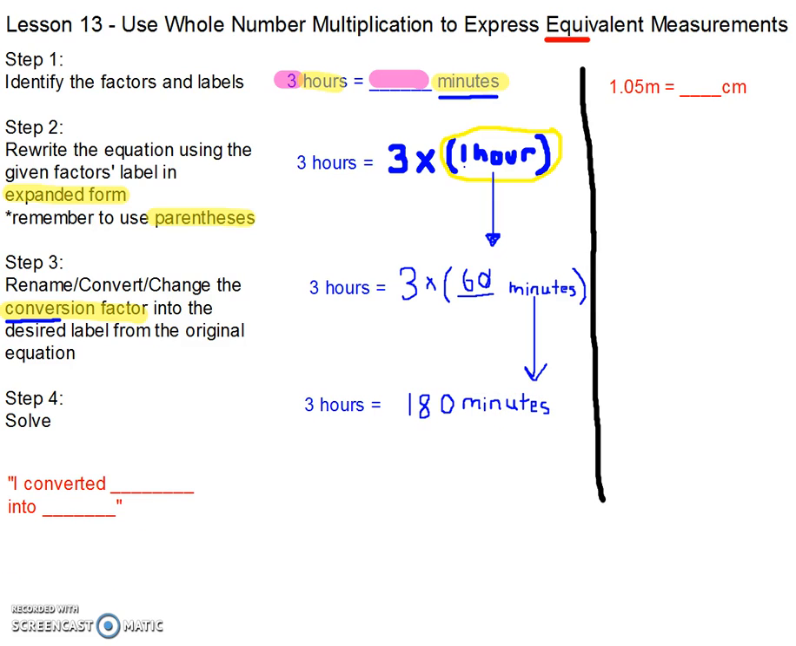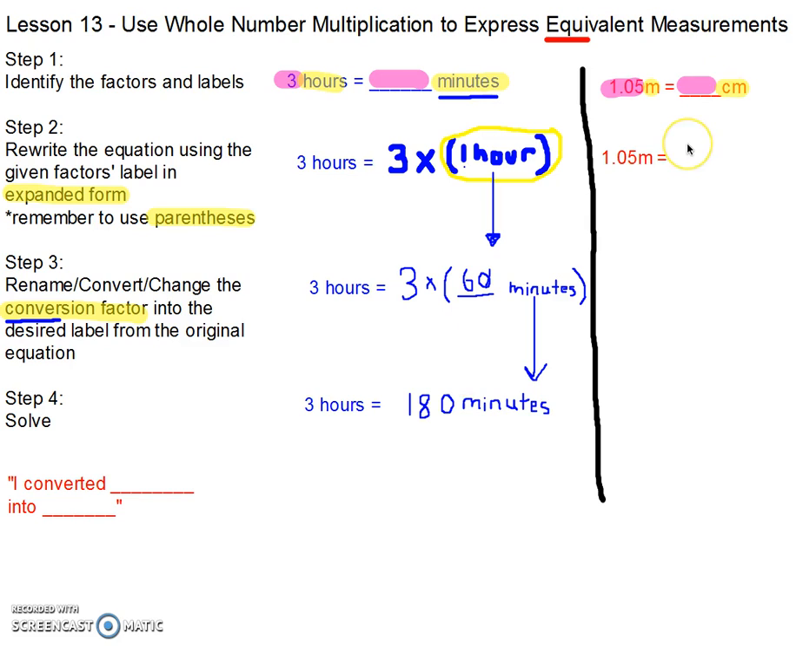Let's try another problem following the same steps. This time we're going to do 1 5/100 of a meter equals blank centimeters. The first step is that we want to identify our factors, and we want to identify our labels. Our factors are 1 5/100 and then a blank. And our labels are meters and centimeters. And these are the abbreviations for those two measurements.